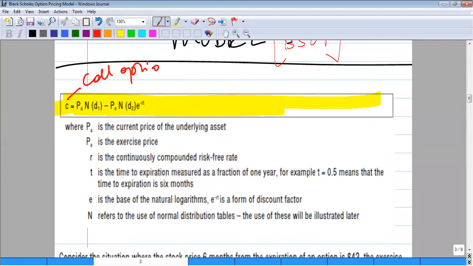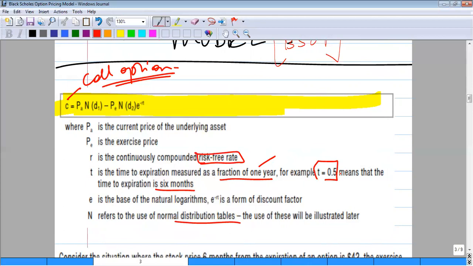In the formula, PA is the current price of the underlying asset. PE is the exercise price. R is the continuously compounded risk-free rate. T is the time to expiration measured as a fraction of 1 year. For example, T equal to 0.5 means expiration is in 6 months. E is the exponential function and N refers to the normal distribution.